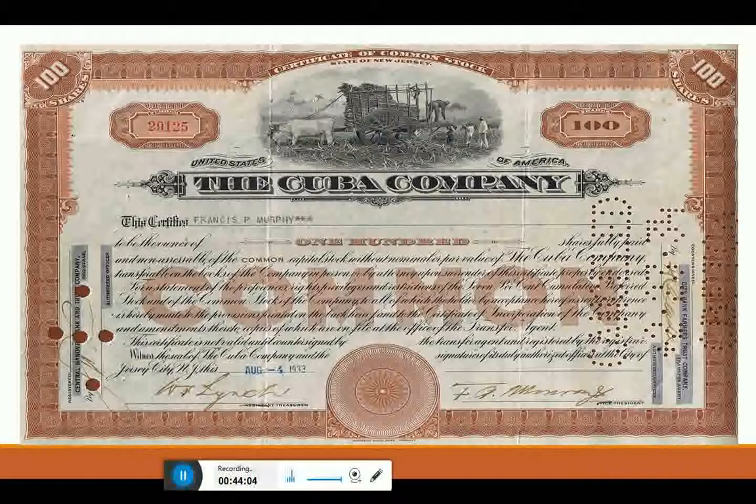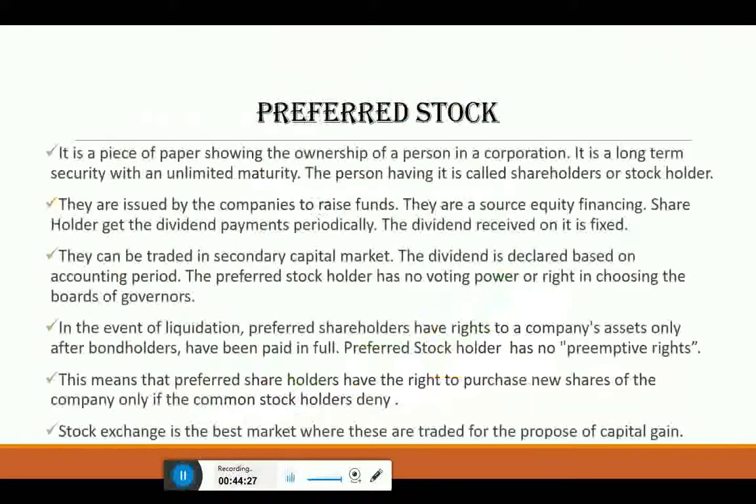Then we have common stock. This could be a specimen for a common stock. Common stock also has a monetary value, has a maturity period, there's an agreement between the buyer and seller, and everything is available there. So those five criteria are met. That's why it's a financial security.